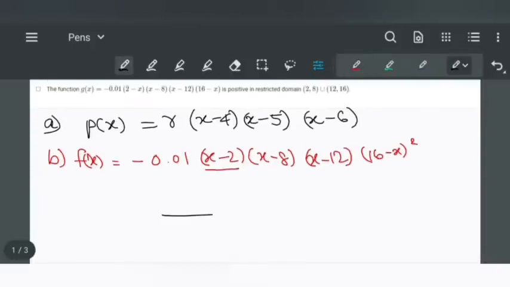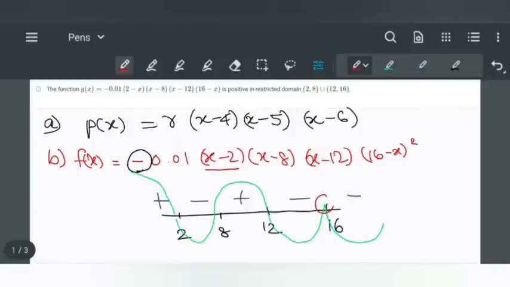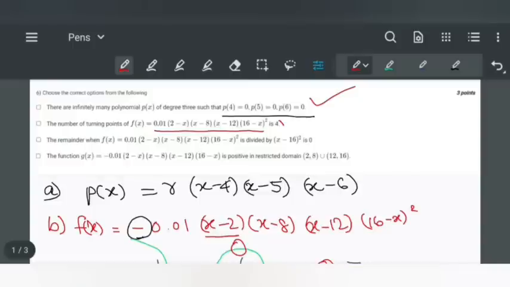We will draw a number line with 2, 8, 12 and 16. As the leading coefficient is negative, the right hand side will start with minus. 16 minus x or x minus 16 whole square, one and the same, the sign won't change. Now the x minus 12 sign will change, x minus 8 sign will change, and x minus 2 sign will again change. So the function is negative, negative, positive, negative, then positive. So there are a total of 1, 2, 3 and 4 turning points. Hence your second option is also correct.